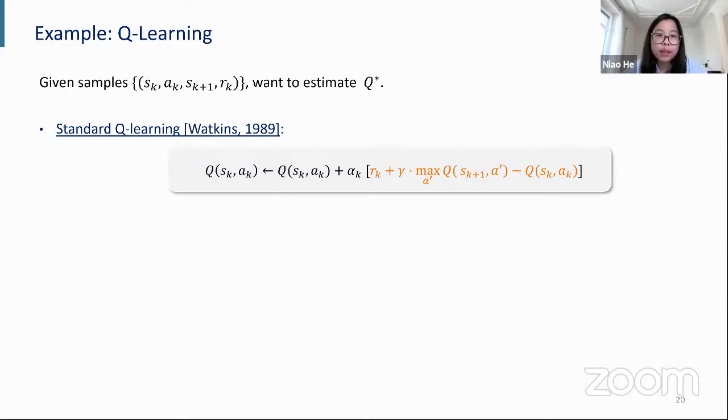And this is very similar to the TD learning algorithm, except here, because we're considering this Bellman optimality operator, we are going to have this max over all the actions when computing the temporal difference. So this is the update for the standard Q-learning.